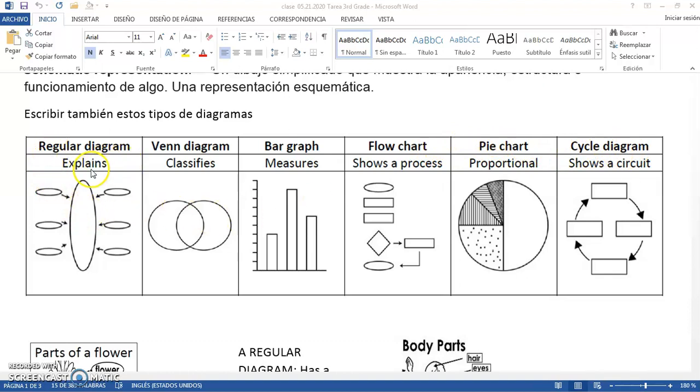The regular diagram is used to explain things. The Venn diagram is used to classify. The bar graph measures. A flow chart shows a process. The pie chart is quite similar to the bar graph but shows proportions. Proportions of a whole. Partes de un todo. And the cycle diagram shows you a circuit.